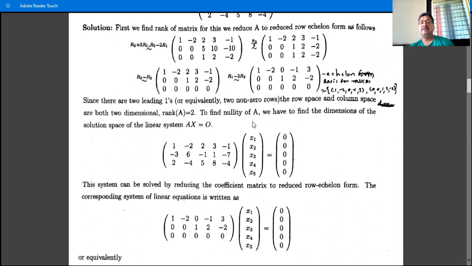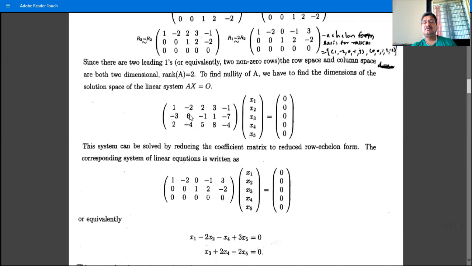In order to find the nullity of the matrix A, we have to find the dimension of the solution space of the system Ax equals 0. So what is the system? Ax equals 0. What is the order of this matrix? This X matrix: there are 5 columns, 1, 2, 3, 4, and 5. So take x1, x2, x3, x4, x5 as the 5 rows. And then this is the system.